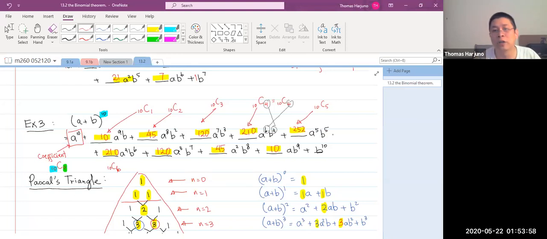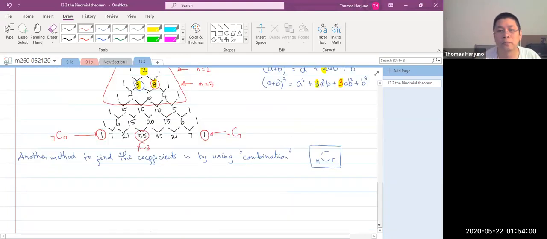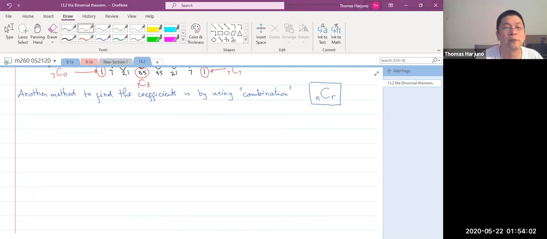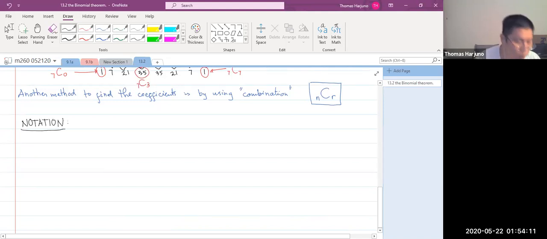Now, notation. The notation I use here is a more recent notation. N combination R, where the N is a subscript. Maybe I write it down. Subscript and subscript, which means they are smaller and lower.